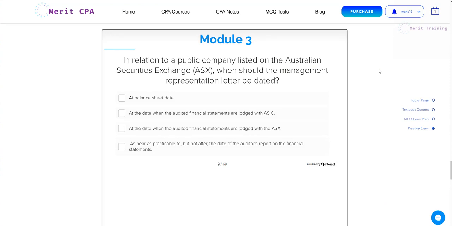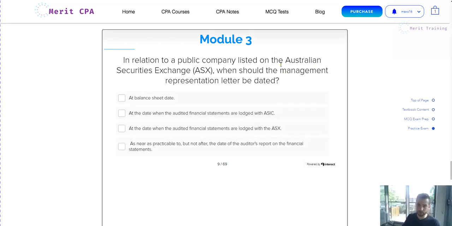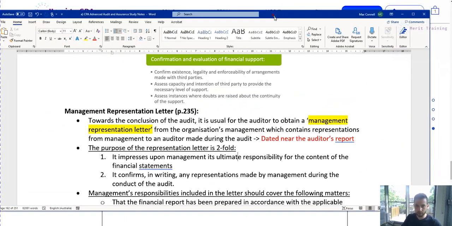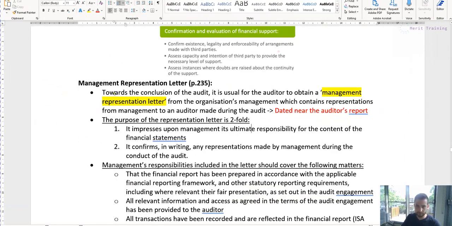So simple approach for this one. All we have to do is do a Control F for management representation letter. That is going to take us to the section in the notes on management representation letter, which I am bringing up right now. There's only a couple of examples of it, pretty easy to find.